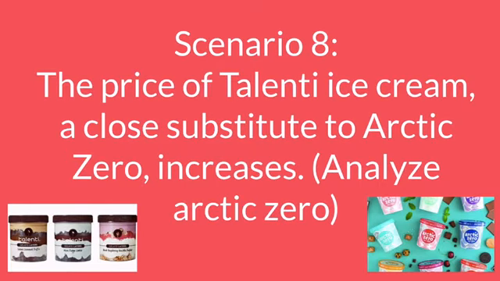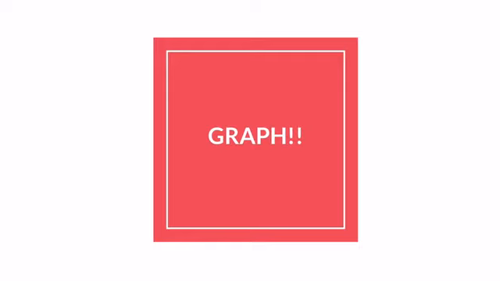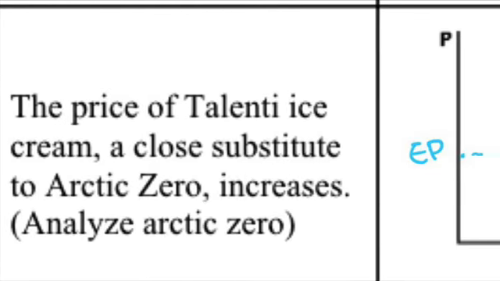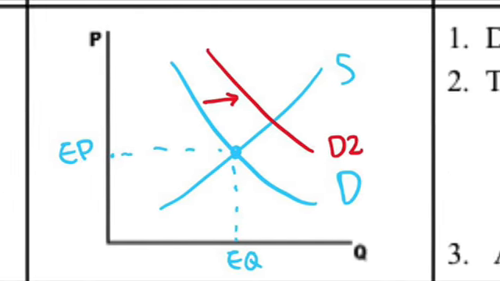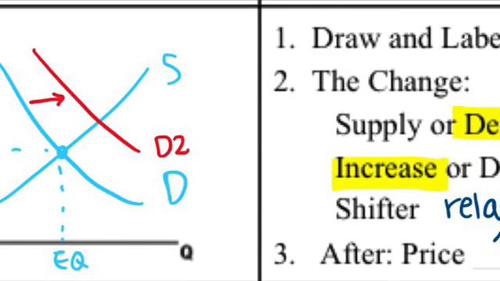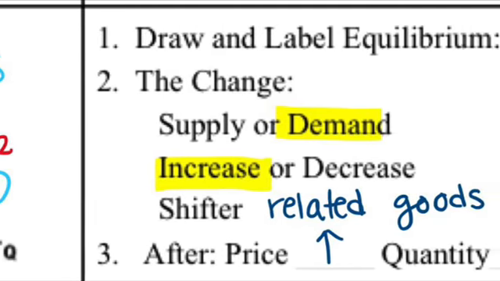Let's see some competition of ice cream. What happens if the price of Talenti ice cream, a substitute to Arctic Zero, increases? If you said that the demand for Arctic Zero ice cream would increase and the curve would shift to the right, you're correct. After all, why pay more when you can pay less?